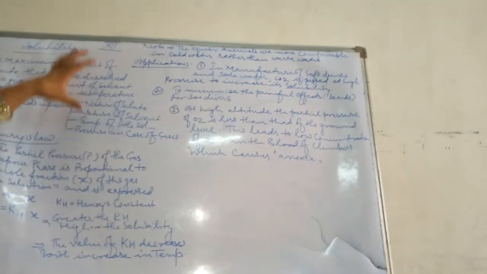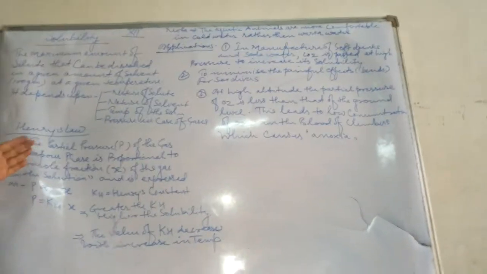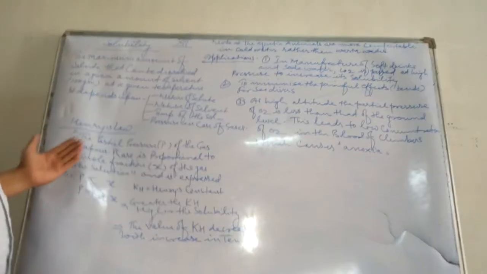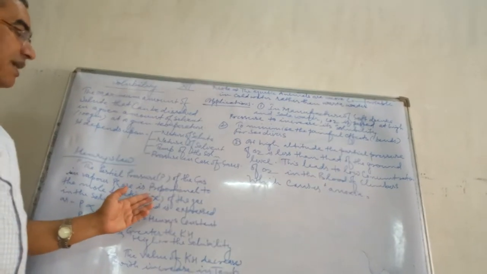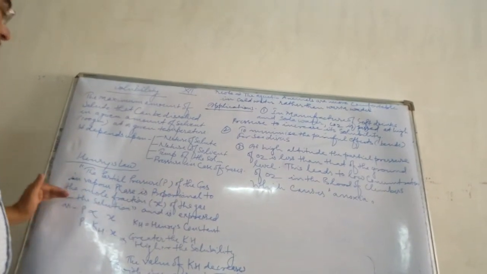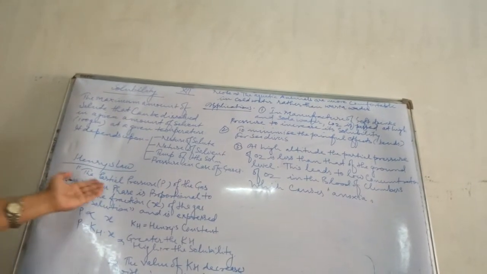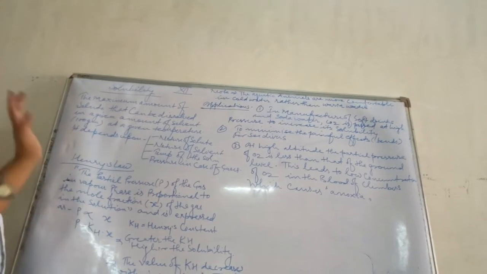We should discuss Henry's law regarding solubility. So go through the definition of Henry's law. According to Henry's law, the partial pressure, capital P, of the gas in the vapour phase is proportional to the mole fraction, X, of the gas in the solution. Means the definition is: the partial pressure of the gas in the vapour phase is proportional to the mole fraction of the gas in the solution.